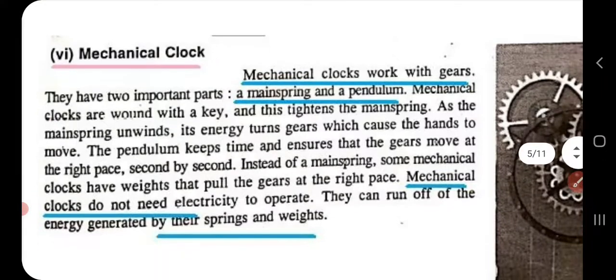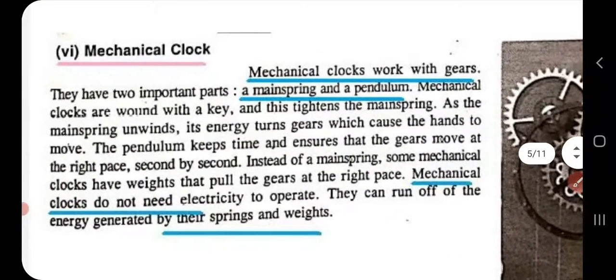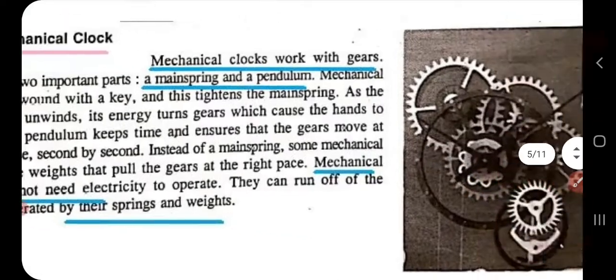Next is the mechanical clock. This is a figure for a mechanical clock. It works with gears. Gears are shown here.